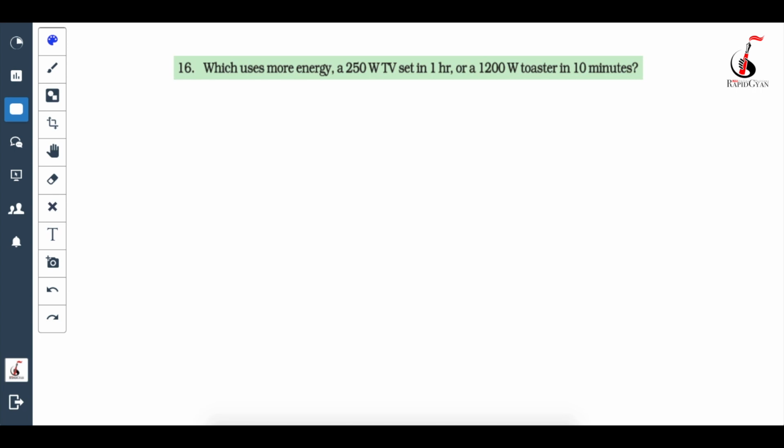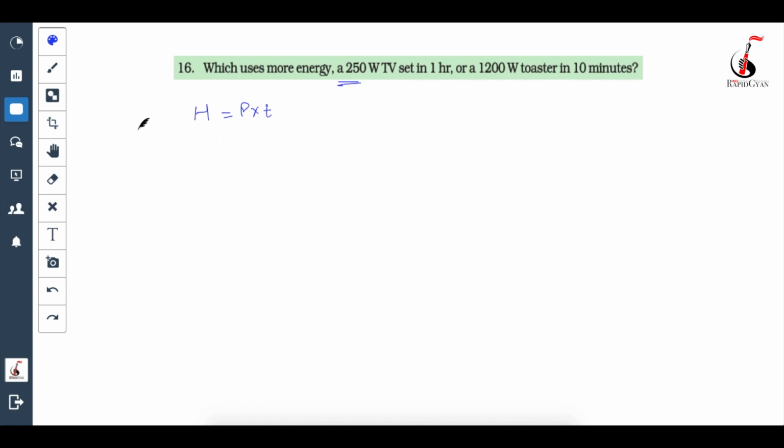The next question says: which uses more energy, a 250 watt television set in 1 hour or a 1200 watt toaster in 10 minutes? So what is energy, beta? What's the formula for energy? The formula for energy is power into time, correct?